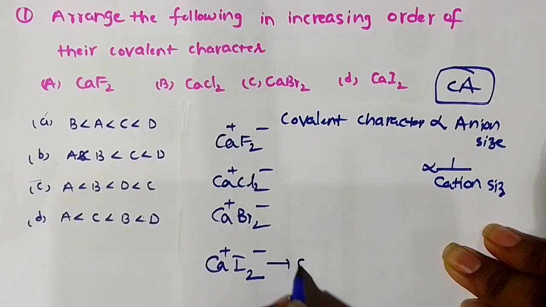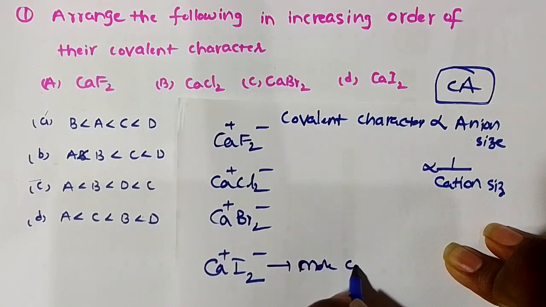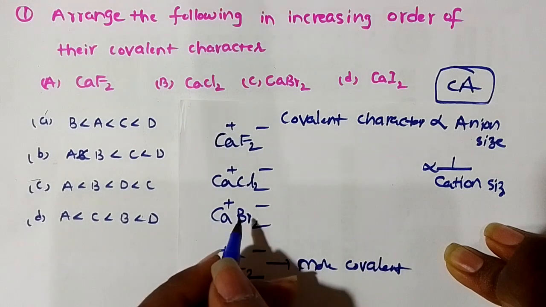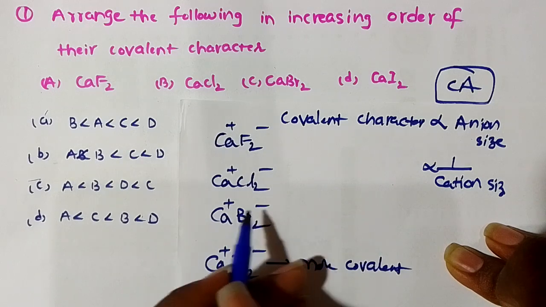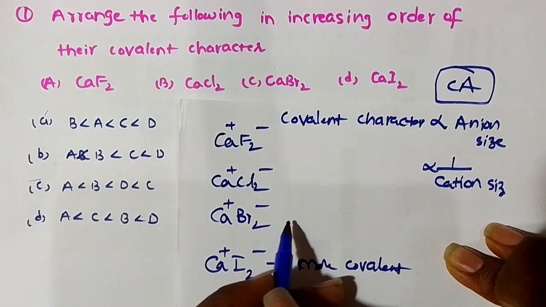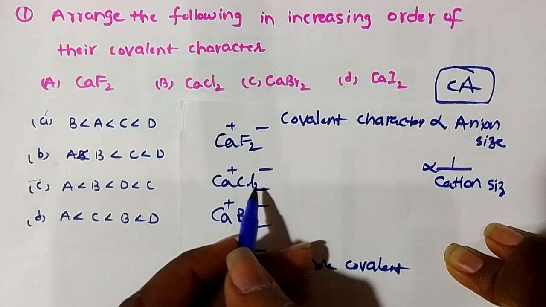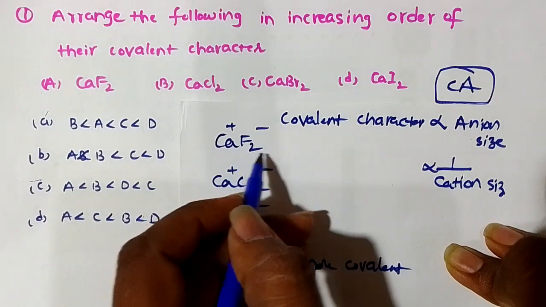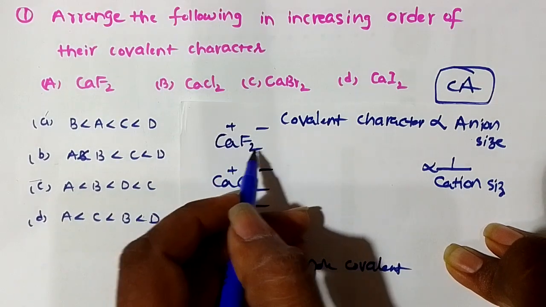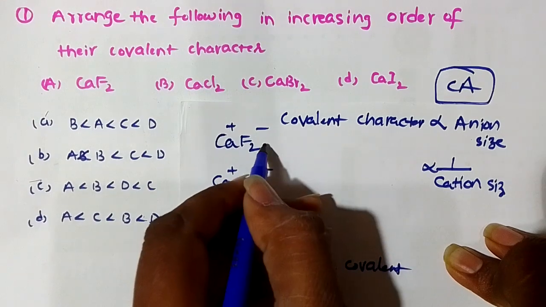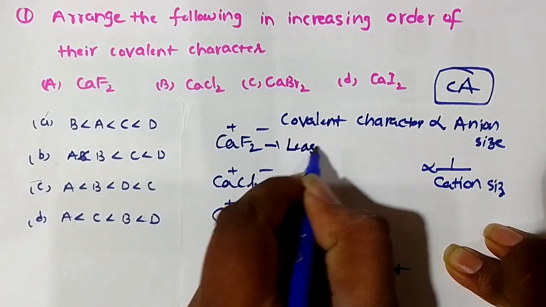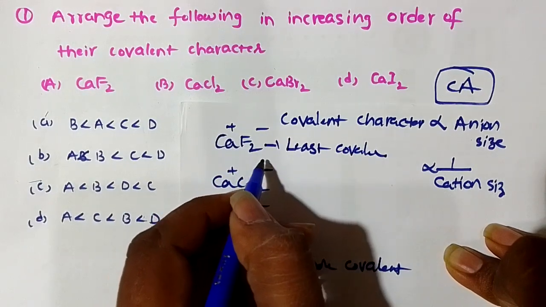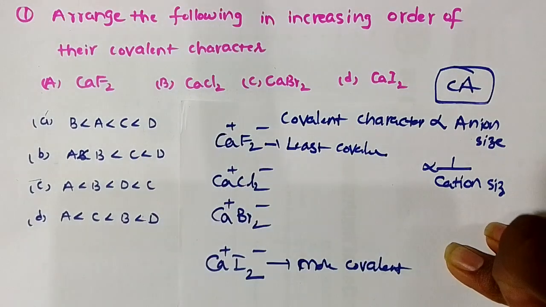Now it is more covalent character. Moving from this one to this one, the size of anion decreases, so covalent character also decreases. Moving to this one, further the anion size decreases, covalent character also decreases. Moving to this one, the anion size further decreases, covalent character also decreases. Now it is the least covalent character, because the size of anion is very less. That's why covalent character is very less, the least covalent character.